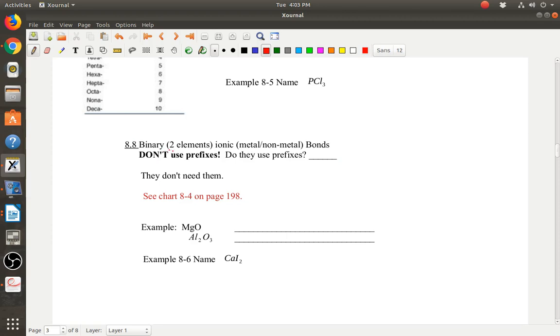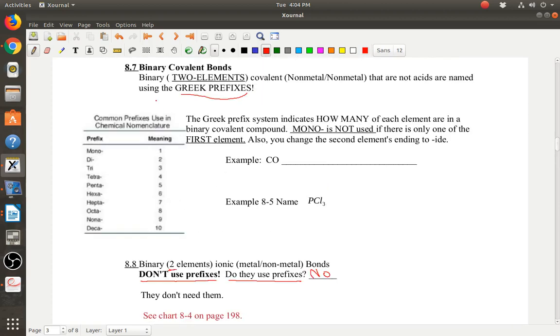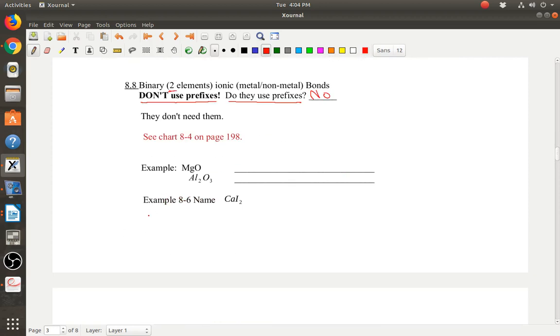Binary still means two, and ionic means metal, non-metal. Just like before, we're only going to write the first name, but ionic compounds do not need prefixes, okay? Do they use prefixes? No, they do not. The Greek prefixes are used up at the top by binary covalent. So the Greek prefixes, mono, di, tri, tetra, penta, hexa, hepta, octa, nona, deca, those you have to memorize, and they're only used, memorize these guys, this is super important, for binary covalent compounds. So they're not used for ionic.